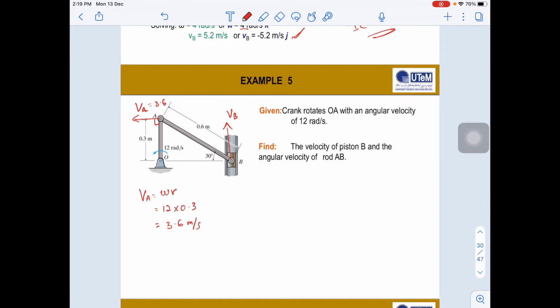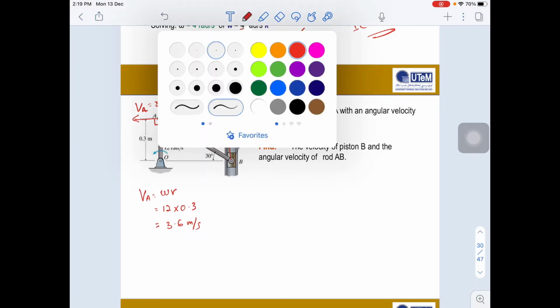Now you have this general plane motion, so I change color.